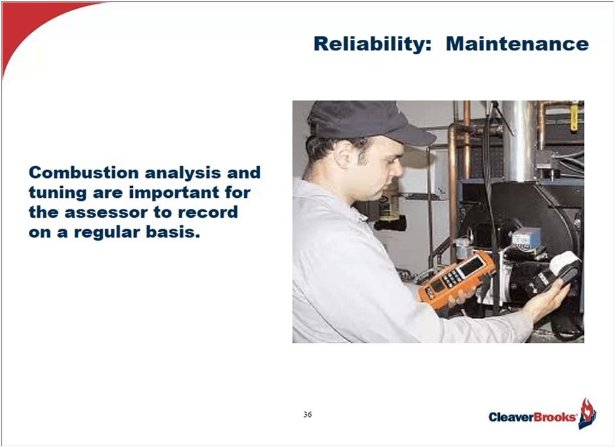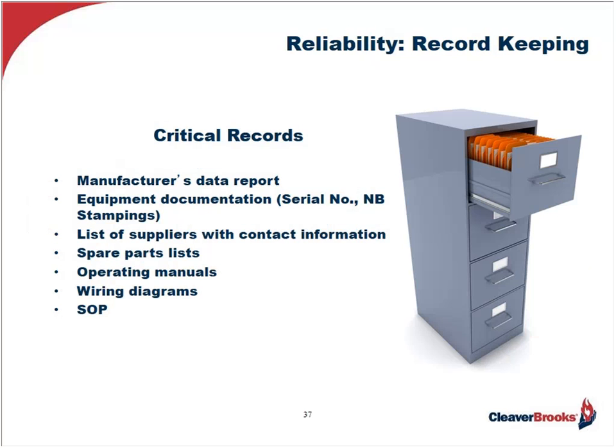Now, from a reliability perspective, the assessor will be looking for elevated stack temperatures, which could possibly be caused by either fireside or waterside fouling, which along with energy loss could bring the boiler down too. Remember, we're looking at reliability now. And speaking of records, the professional assessment person will be looking for an office or a dedicated space to house records such as you see here, beginning with what is referred to as the critical records, things like the manufacturer's data report, equipment documentation, the serial number of the boiler, the national board stampings, list of suppliers with the contact information, spares, and so on. Everything that you see on the screen there.